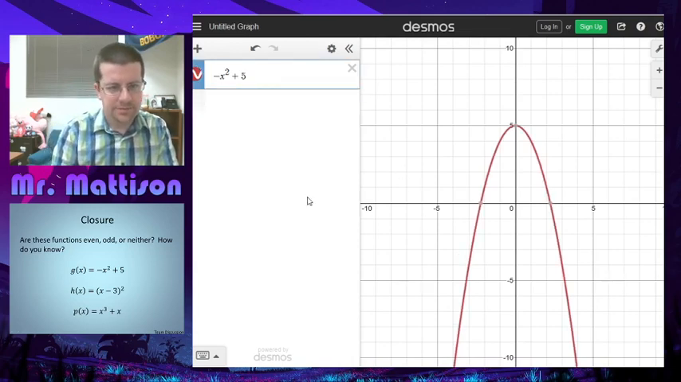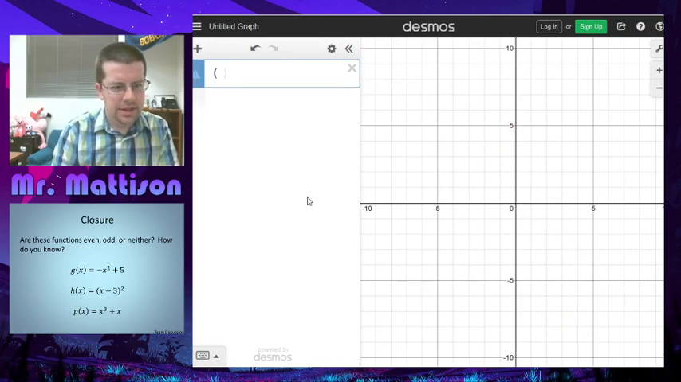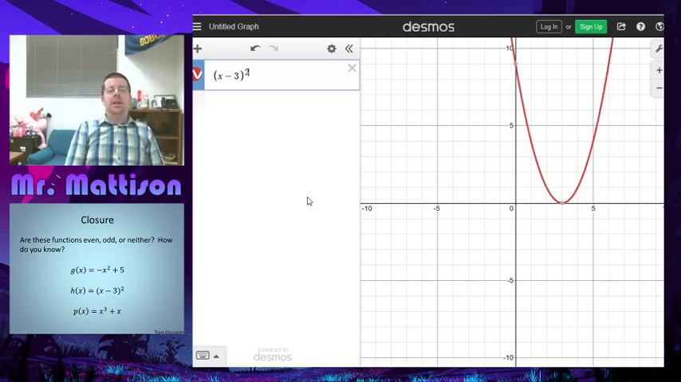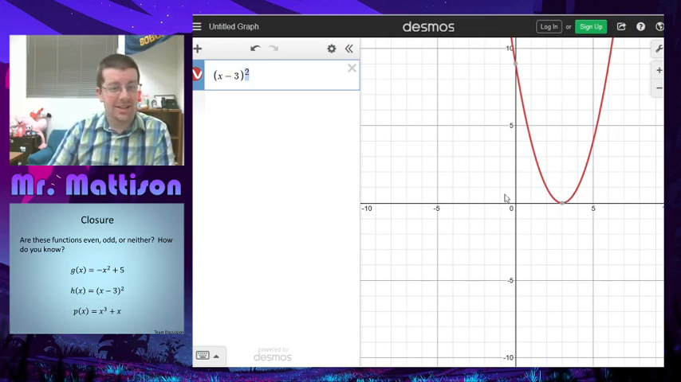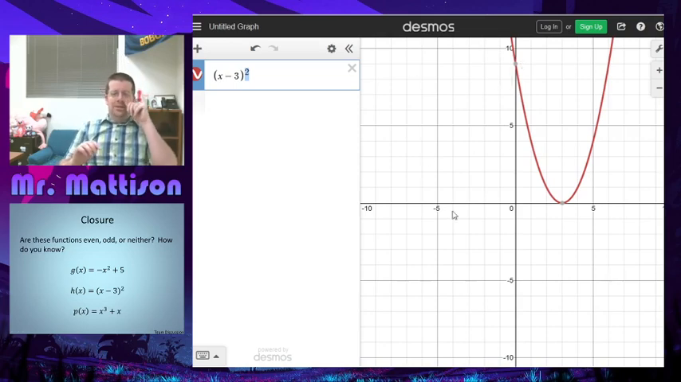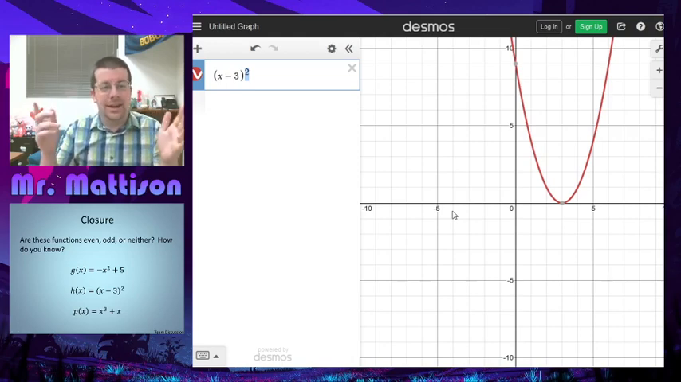We have, in parentheses, x minus 3 to the second. So here, is this one going to be reflexive over the y-axis? Well, no, right? This is a symmetrical graph, but my axis of symmetry is over here at 3. It's not through my y-axis. So if I were to reflect this over the y-axis, I would move my vertex over here, and I would get a different graph out of it, right? So it can't be even.